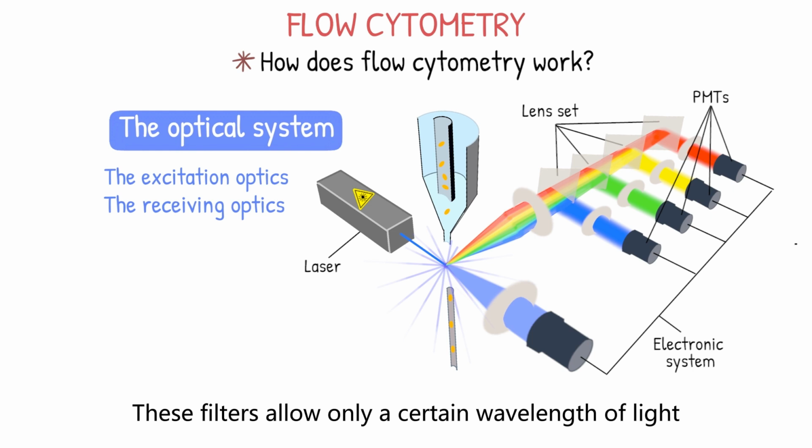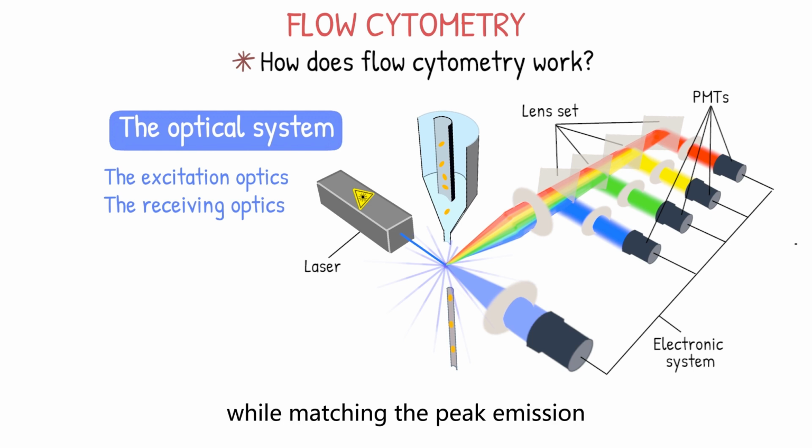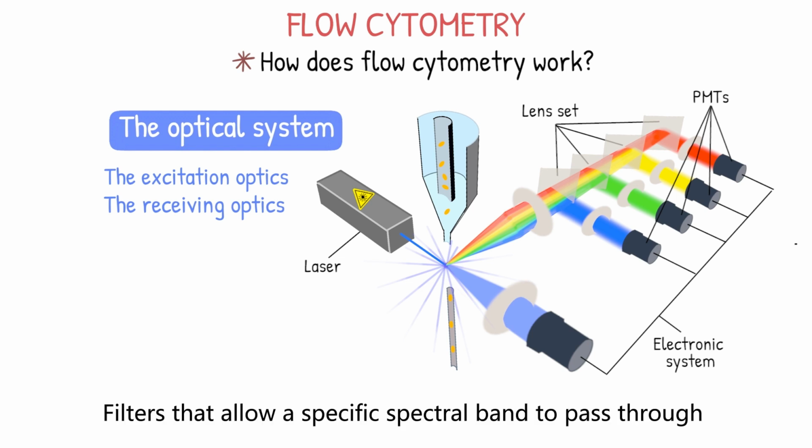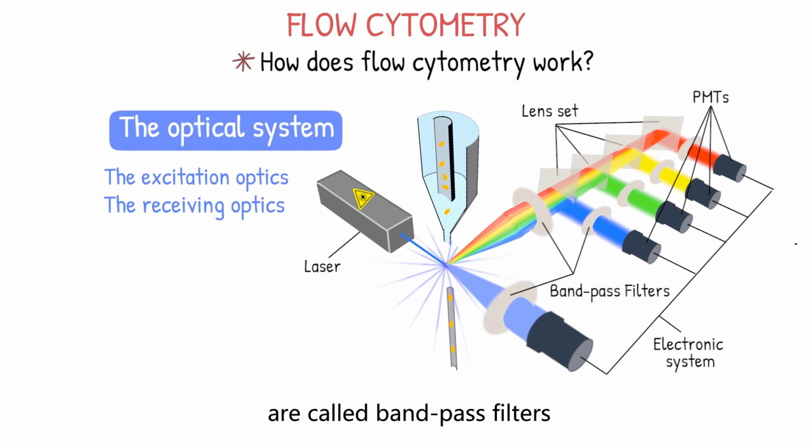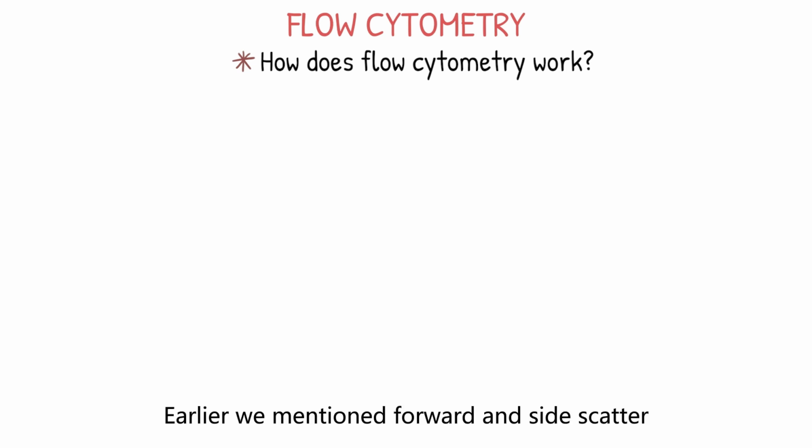These filters allow only a certain wavelength of light to pass through, while matching the peak emission of a specific fluorescent dye. Filters that allow a specific spectral band to pass through are called band pass filters. Earlier we mentioned forward and side scatter.